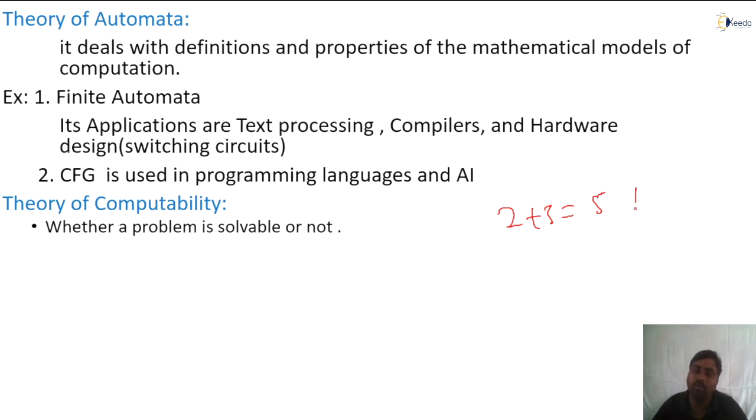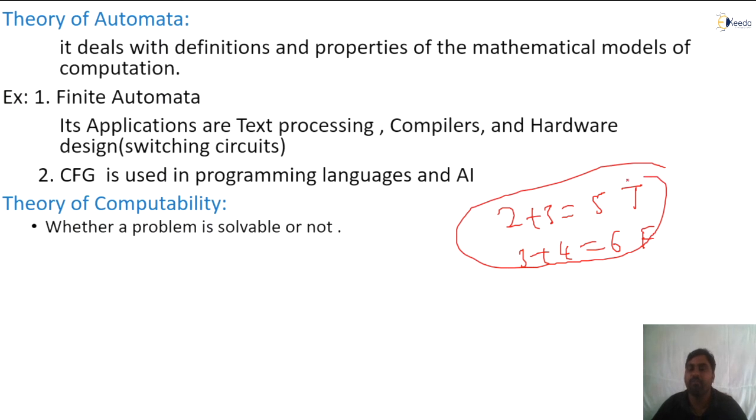True or false, ma? True. And 3 plus 4 equal to 6. True or false? False. Correct. My question for this mathematical statement: do we have any algorithm to test whether it is true or false? Yes, literally I'm telling you, we don't have an algorithm to check this one.